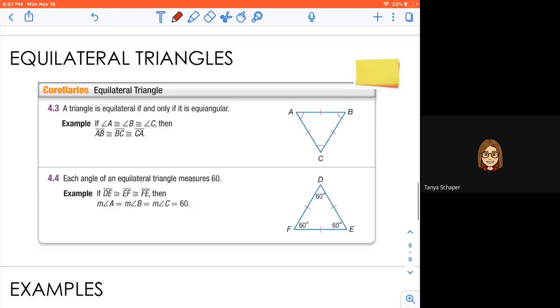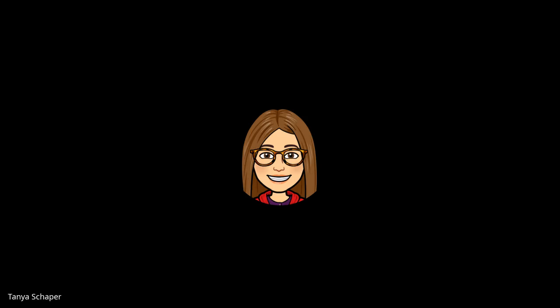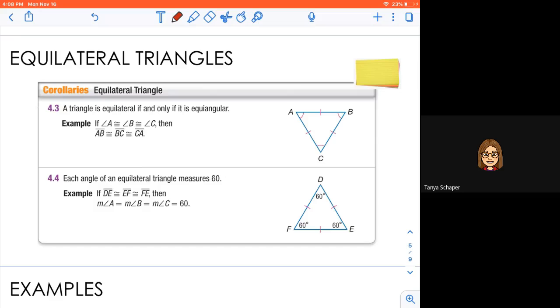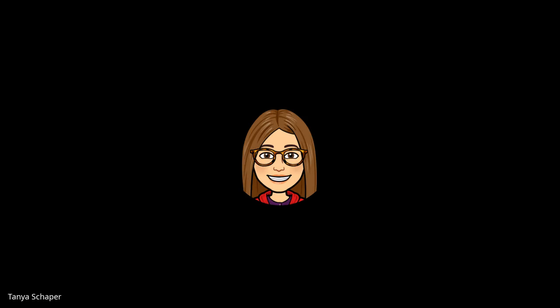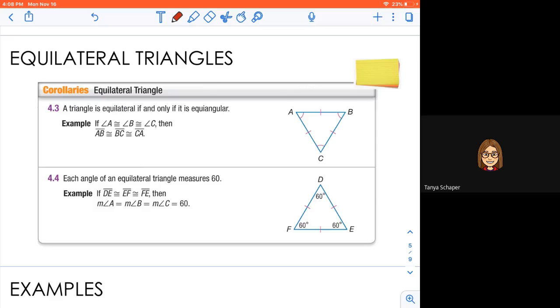Some corollaries. Again, corollaries come directly from a theorem. So a triangle is equilateral only if it is equiangular. It goes back to what we were talking about when we were classifying them in 4.1. Each angle of an equilateral triangle measures 60 degrees. Then we can say that it's equilateral. Okay, so these corollaries just come from that.